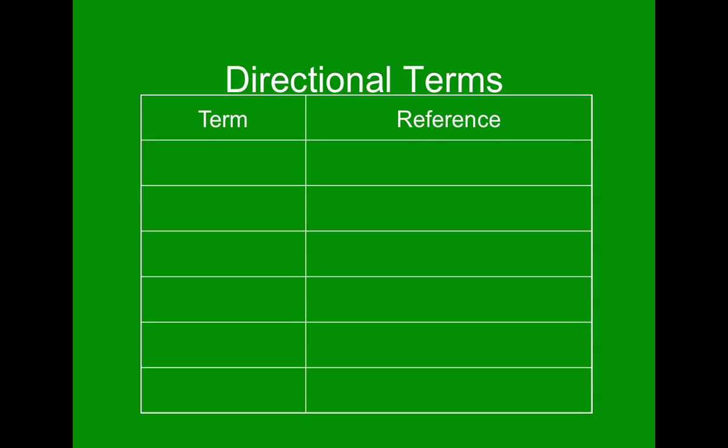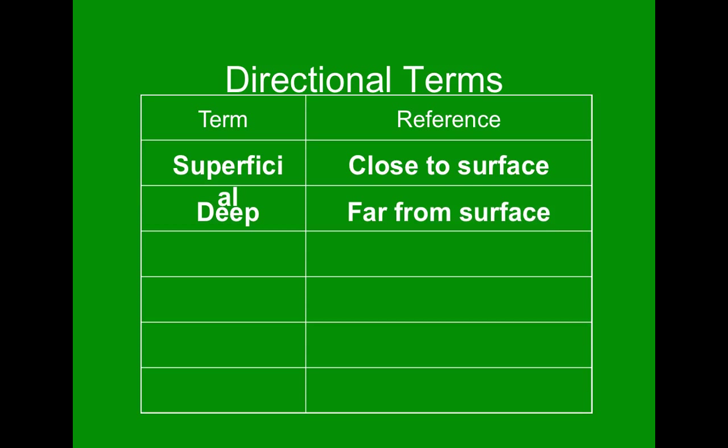The last two: superficial means close to the surface, and then deep refers to far from the surface. So, for instance, your skin is superficial, but your heart is deep compared to the surface of your skin.